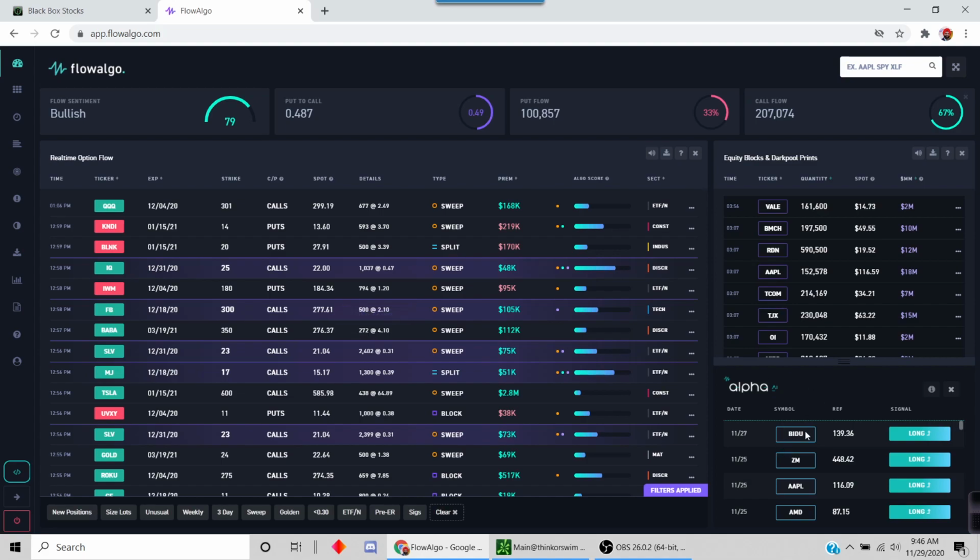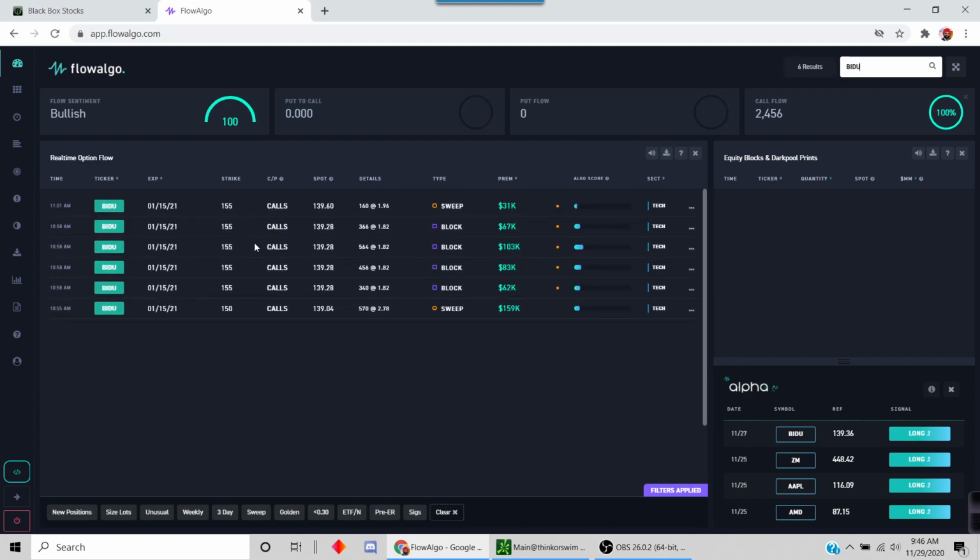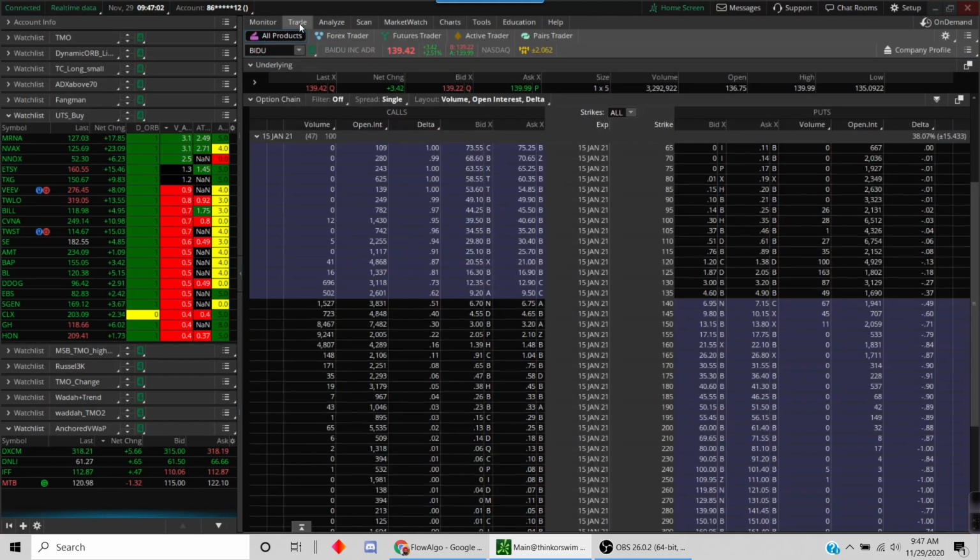But anyway, in the case of Baidu, and we'll take a quick look at this, they were hitting the 150s and 155s, and this is for January the 15th. Now we can go back to Thinkorswim, go into the trade option, and head into this 155 strike price, and you'll see there's a bunch of these trades that were made.